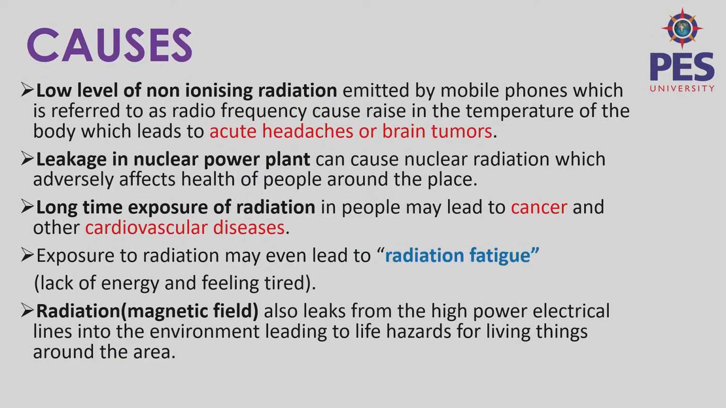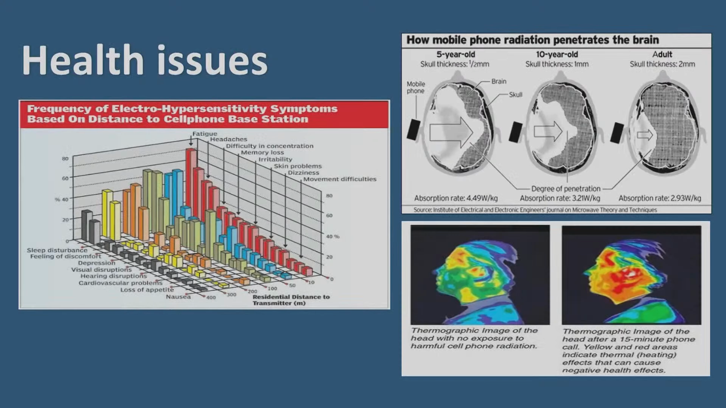Causes of radiation pollution are low-level non-ionizing radiation emitted by mobile phones, which causes acute headaches and brain tumors; and leakage in nuclear power plants, which leads to DNA mutation in the people living around. Exposure to radiation even causes radiation fatigue, which is lack of energy and feeling tired.